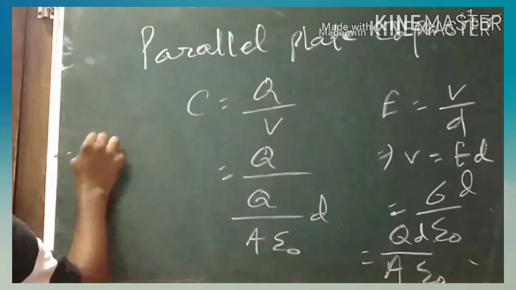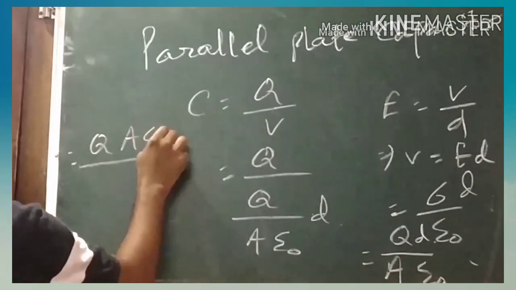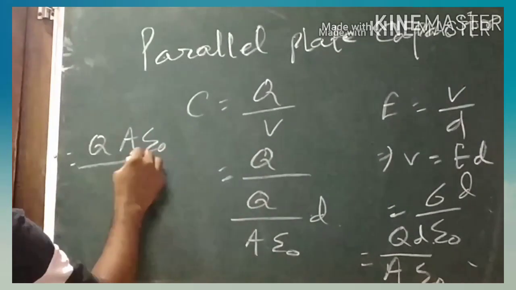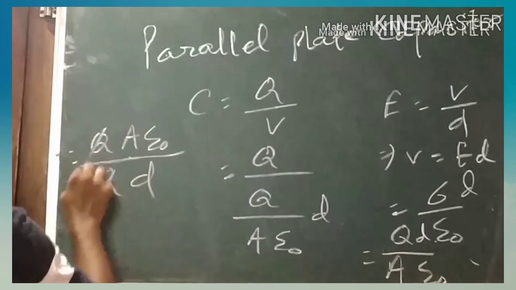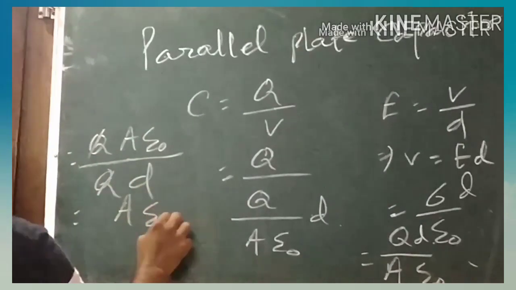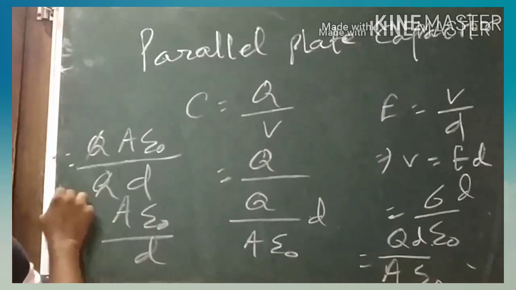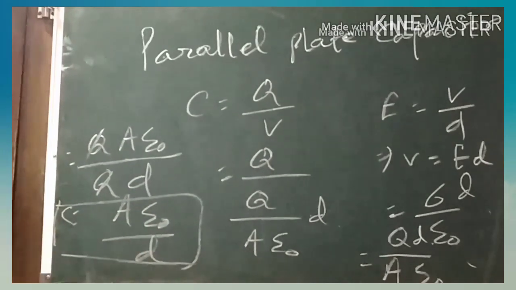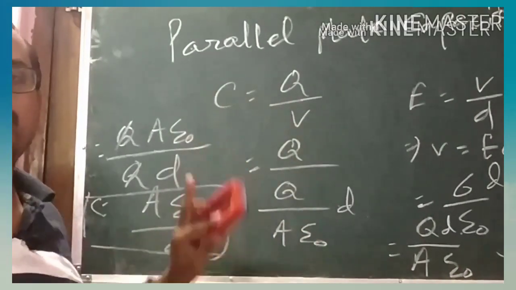This will be equal to Q into A epsilon 0 by Q D. The A epsilon 0 will be coming to the numerator part. Now Q cancels. The value will be equal to A epsilon 0 by D. That means the capacitance of a capacitor will be equal to A epsilon 0 by D when there is a vacuum in between the conductors.